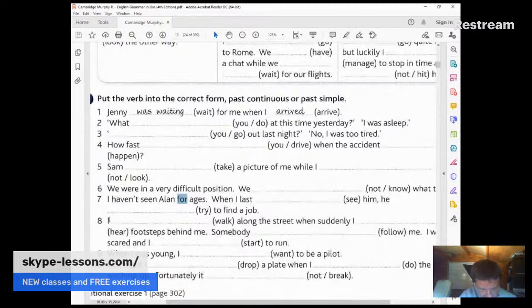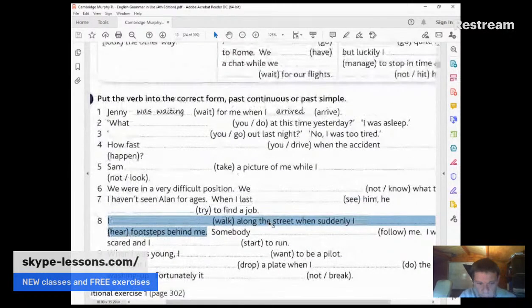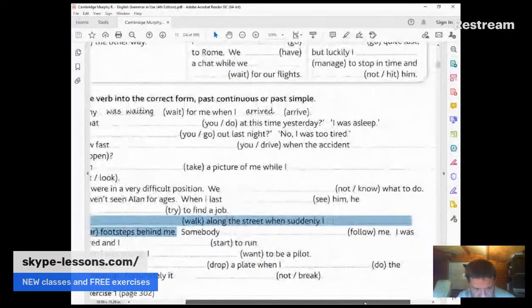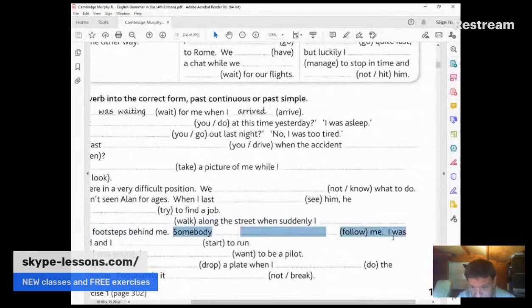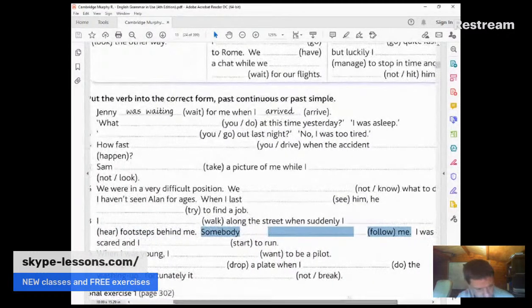I was walking along the street when suddenly I heard footsteps behind me. So this is two actions again. I was in the middle of walking when I heard. Hear is stative. The only time hear is not stative is when you are hearing voices or having visions. That's the kind of idea. When you are hearing voices, okay, it's not stative, but that's very rare. Somebody was following me. Yeah, I heard footsteps behind me. Somebody was in the middle of following me. I was scared and I started to run.